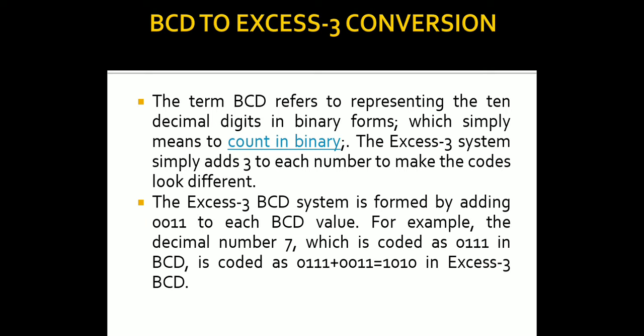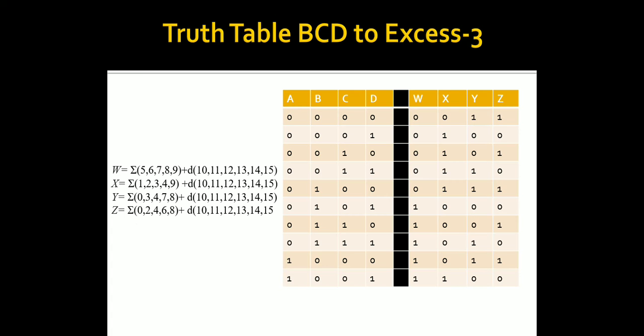On the other side, XS3 code is formed by adding 0011, that means 3, to each BCD value. That means if in BCD we represent the number 7 as 0111, then in XS3 we add 3, that means 0011, to 0111, and we get 1010. This is the XS3 code for the number 7. Now let us discuss how we convert a BCD number into XS3 code.